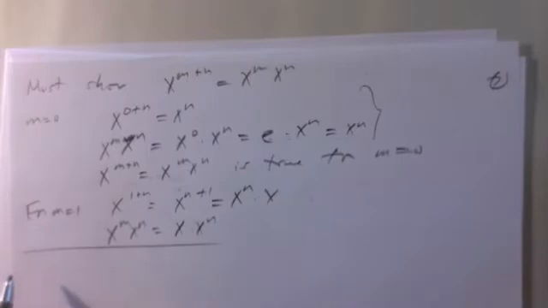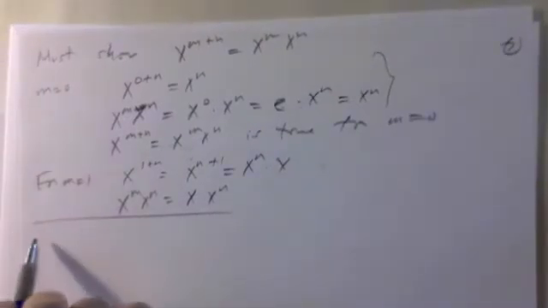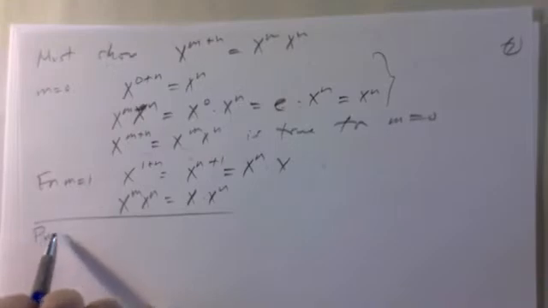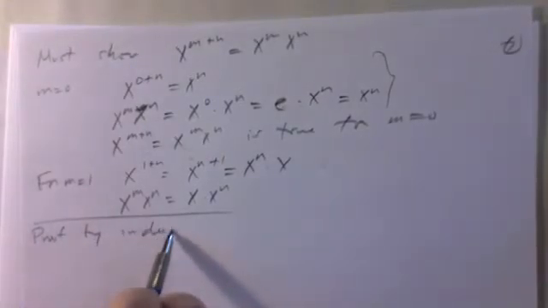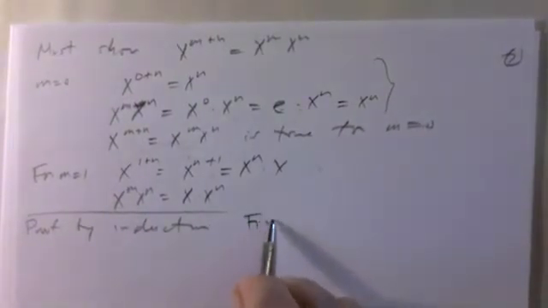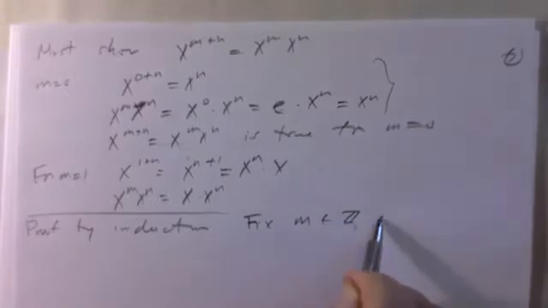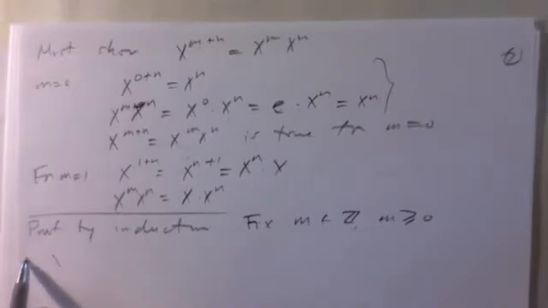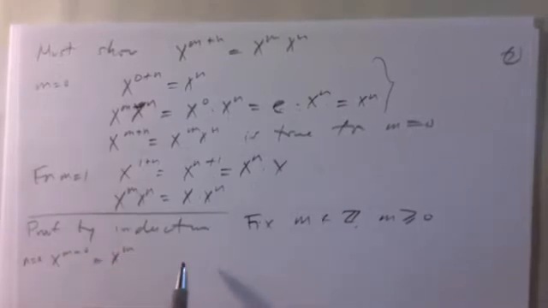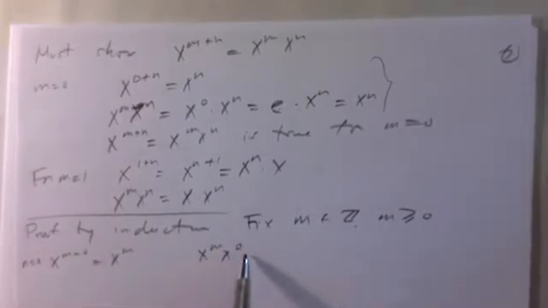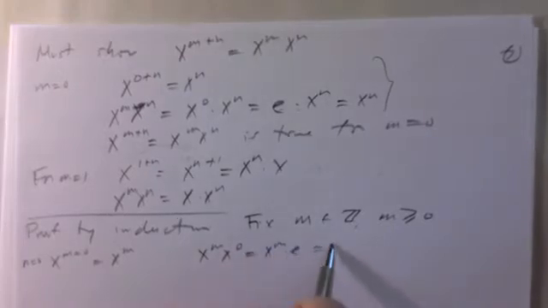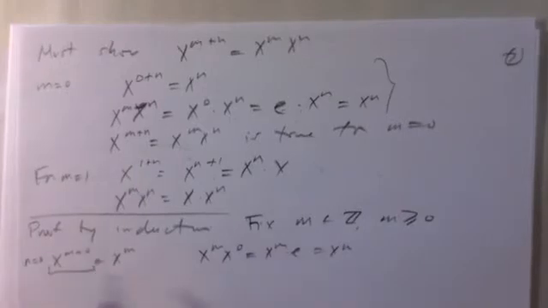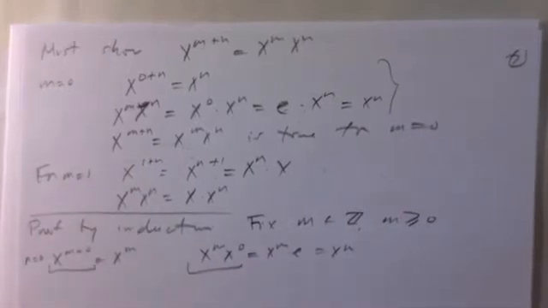So the proof is going to be a proof by induction. So fix an integer m, let's say a non-negative integer m. And if you let n equal 0, X to the m plus 0 is X to the m. X to the m times X to the 0 is X to the m times e, which is X to the m. So X to the m plus 0 equals X to the m times X to the 0.